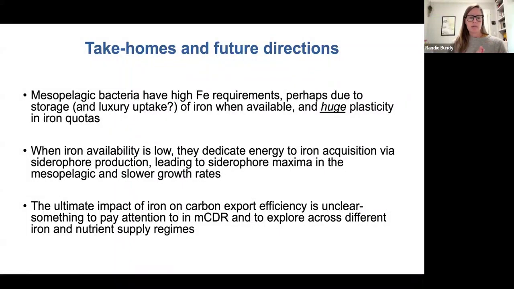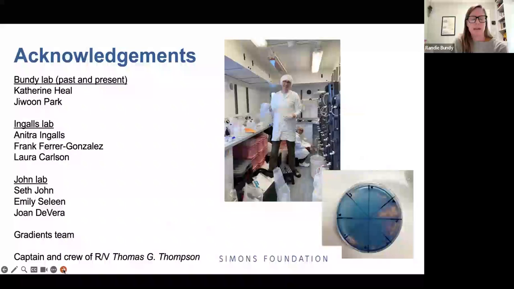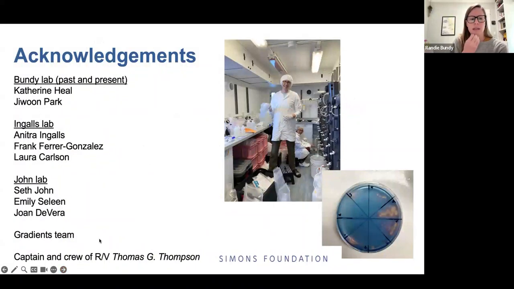And we don't know what the ultimate impact of this is yet on carbon export efficiency, but I do think it's something we really have to think about, especially for marine carbon dioxide removal. If we're adding a bunch of iron, what is that going to do to not just the primary production, but the respiration and other side of this biological carbon pump? And I think that it might vary a lot across different iron and nutrient regimes. So that's it. I'll just leave us here with some of my acknowledgements and take any questions if we have time.